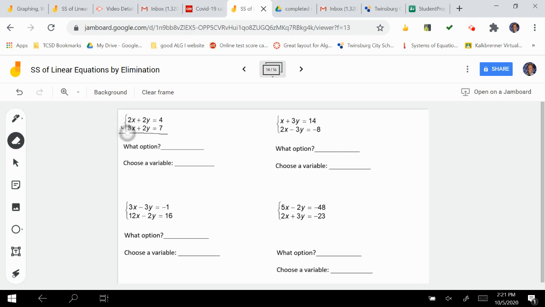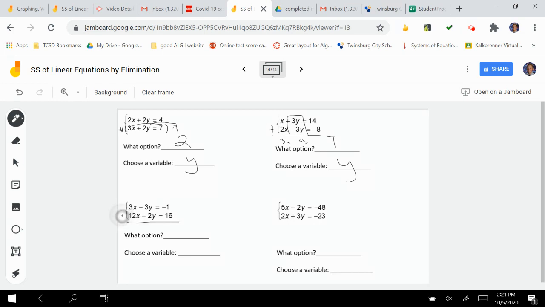But if you look, you have 2y and 2y, so we just need to multiply the bottom one by negative 1. So this is option 2. And I chose to eliminate y's, because when I divide by a negative 1 here, it's going to change that 2y to negative 2y and eliminate y's. Here, let's just try adding them up. I get 3x and I get 0y, which is good. So that's option 1. And I chose to get rid of y's again.